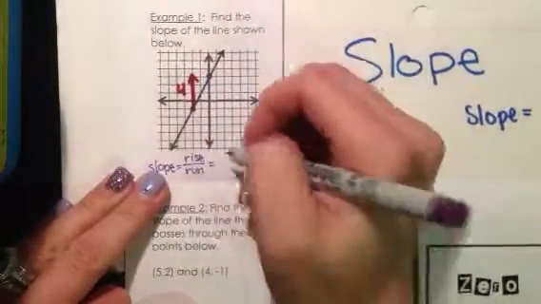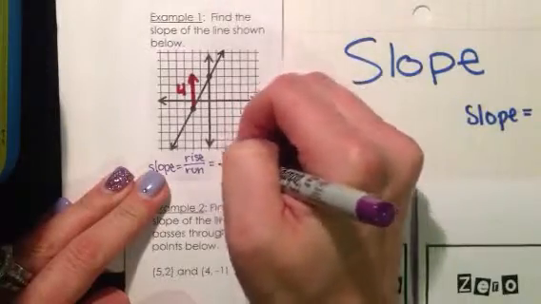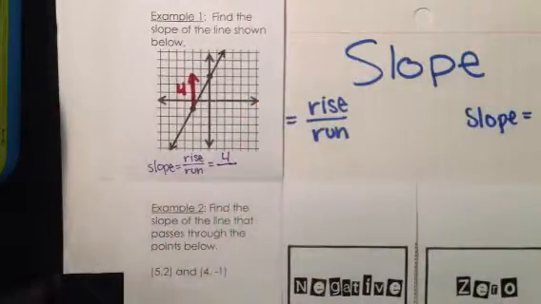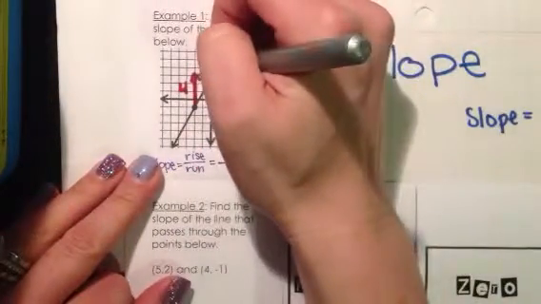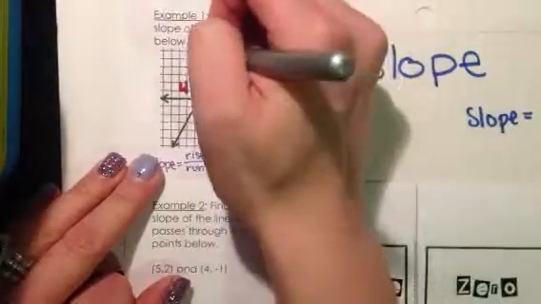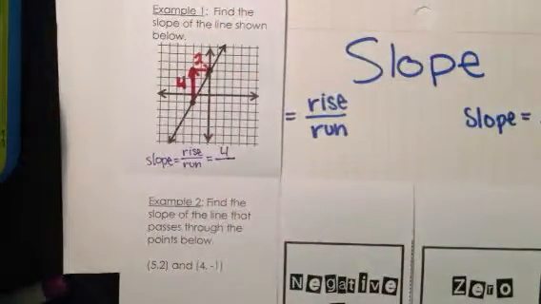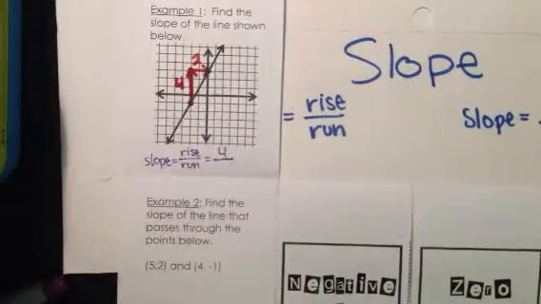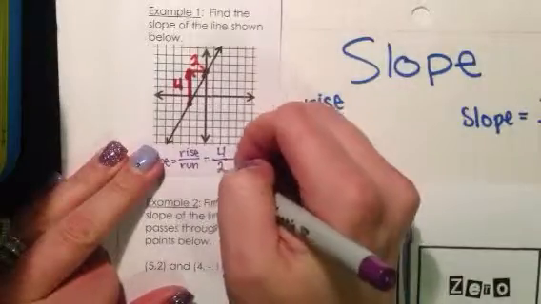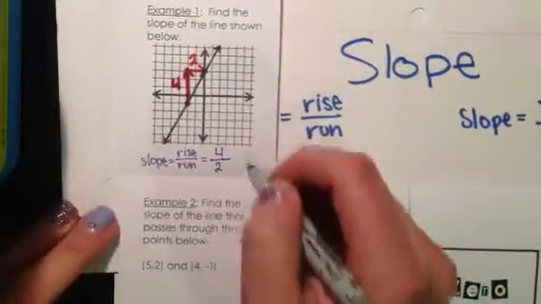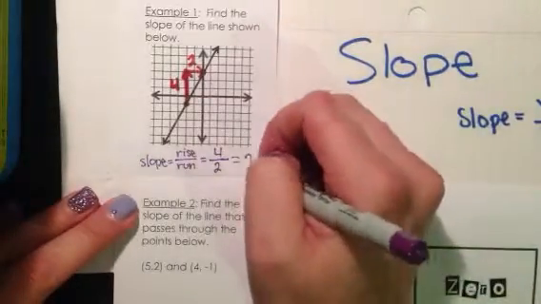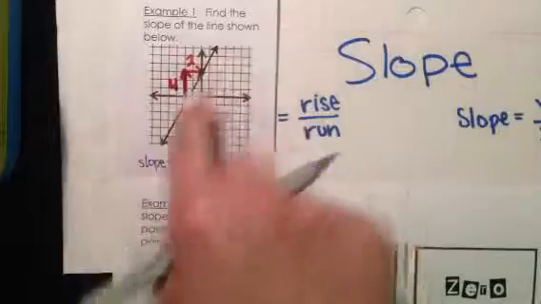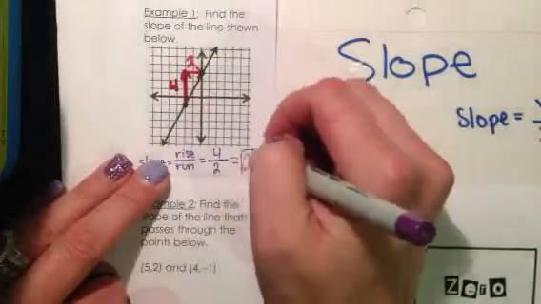Because we go up, we have a positive 4 over, and then the run is how far we need to move to the right. We go to the right 1, 2 spaces. So the 4 goes on top because that's the rise. The 2 goes on the bottom because that's the run from left to right. We just need to reduce our fraction now. 4 over 2 is 2. So the slope of that line is 2.